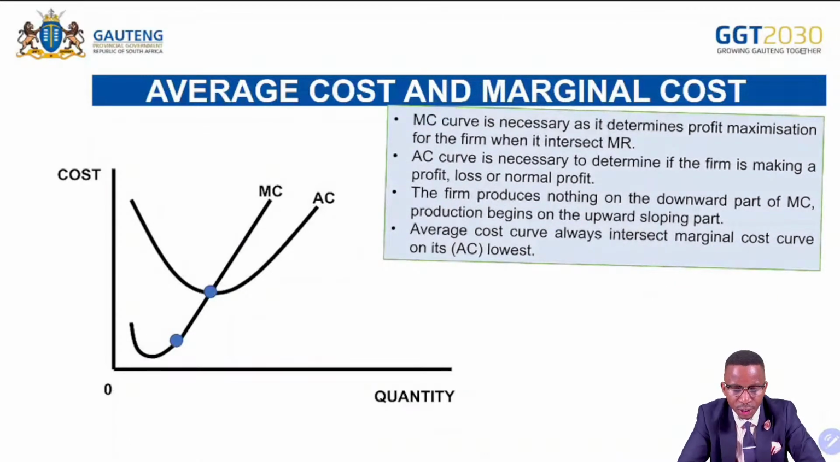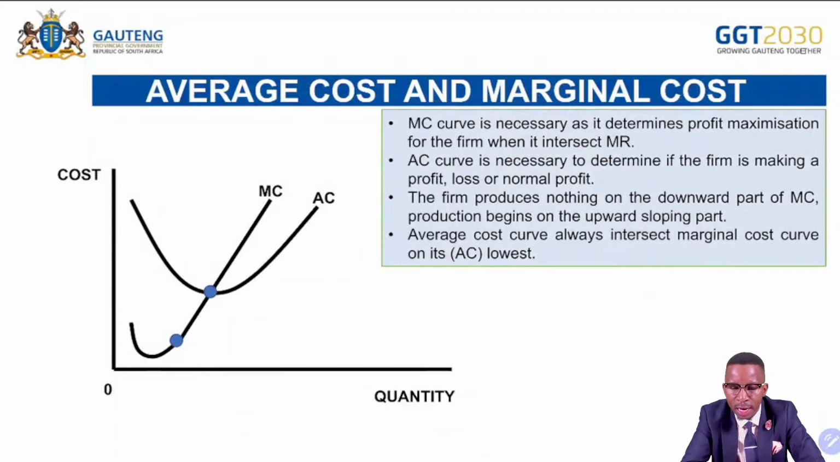Here we go with the explanation. There are two points that are very important for you. The MC curve is necessary as it determines the profit maximization for the firm when it intersects marginal revenue. The AC curve is necessary to determine if the firm is making a profit, loss, or normal profit.